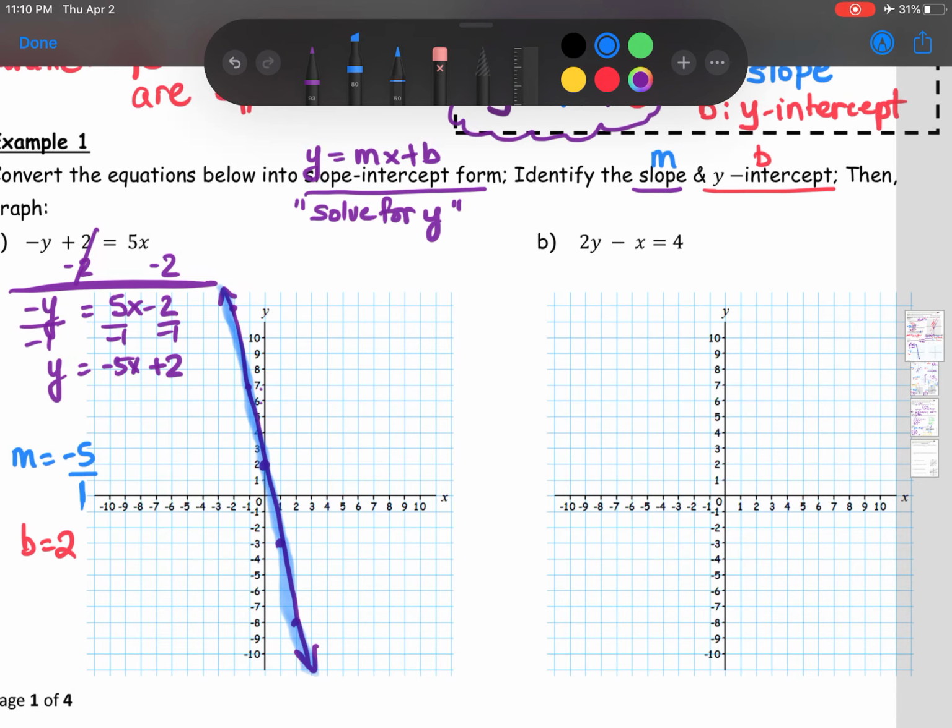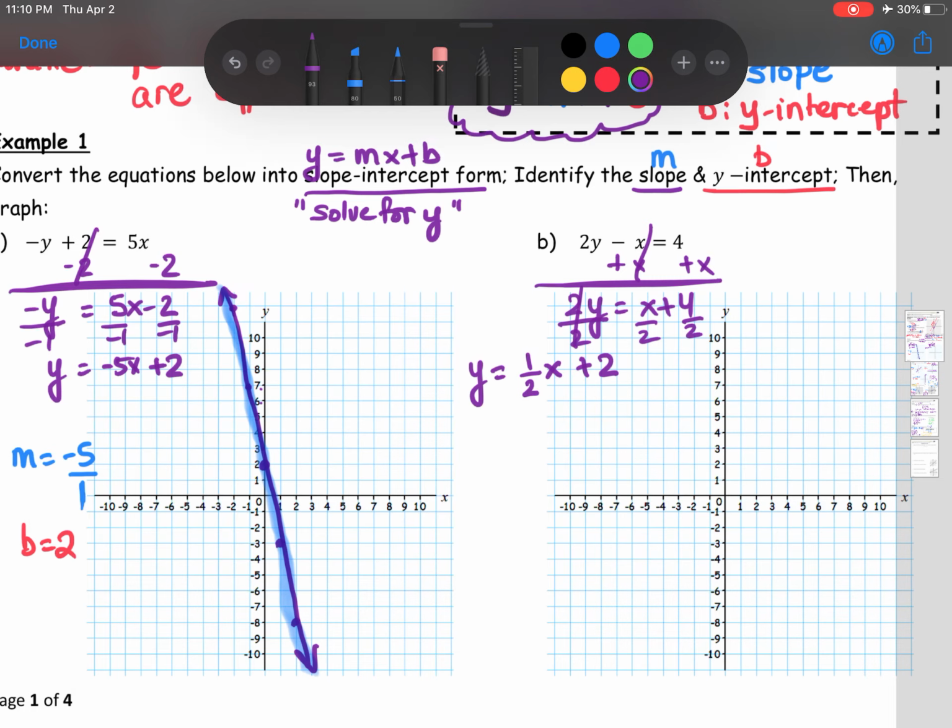Okay, let's try again. Try B, and if you've already tried it, let's go about it. Again, you're solving for y, so add x. Remember, these are not like terms. So it's 2y equals x plus 4. Divide each term by 2. So this cancels, and you're left with y equals x over 2, which is the same thing as 1/2 x plus 2. So your slope is the coefficient of x, which is 1/2, and your b is 2.